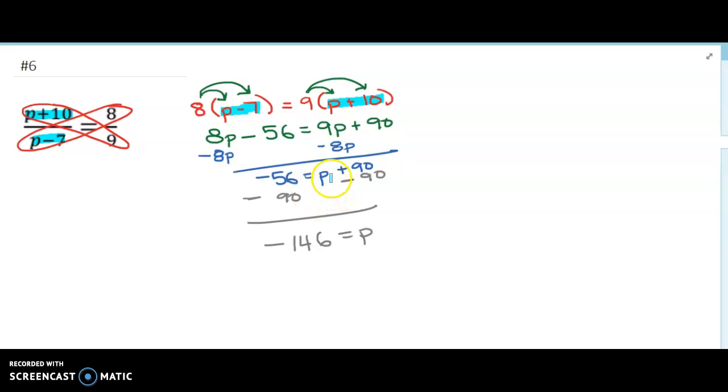And some of you did this in the opposite order, which is okay. You should get p equals negative 146. Don't be scared to get a negative, just like don't be scared to get a fraction. That doesn't mean you did anything wrong.